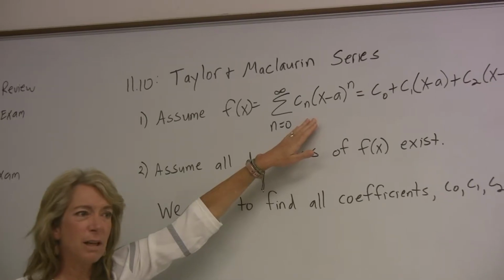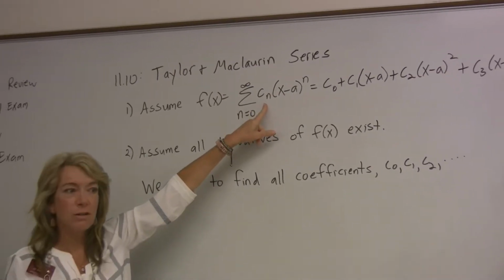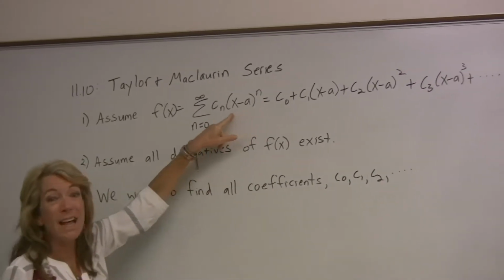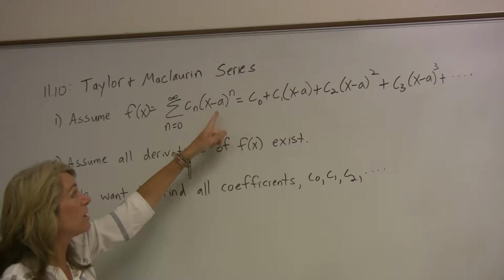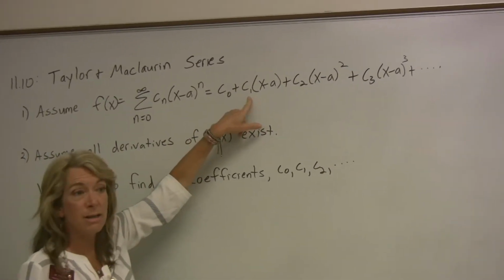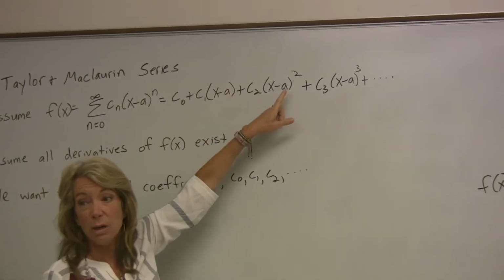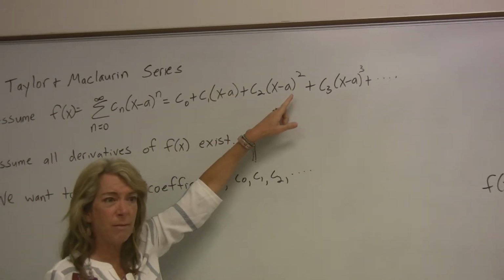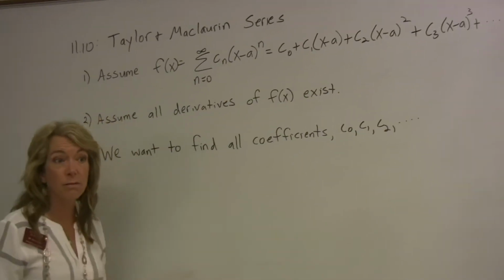Remember, this is the way we said that we're going to write series in general. There's a different constant for each term, and it could be centered at a. This one is centered at x equals a. And so it would look something like c0 plus c1 times (x minus a) to the 1, c2 times (x minus a) squared. So it's the same notation we've been talking about. We're going to assume there is a power series for that function.